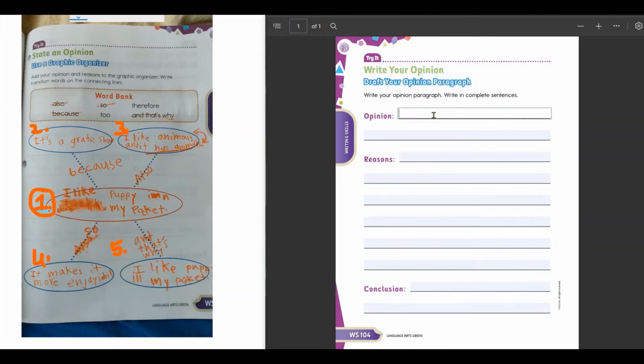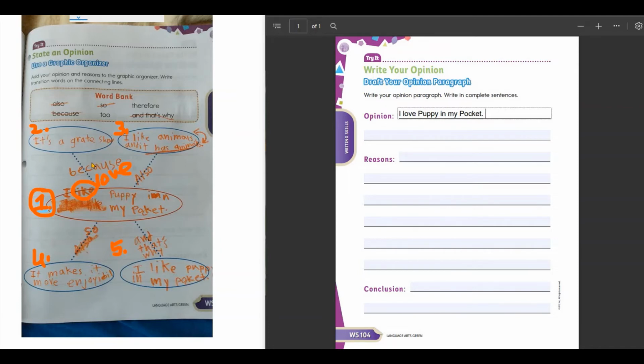Now, your opinion is, I like puppy in my pocket. That's what you wrote. But remember, we were going to replace like with a stronger word. What was the stronger word? It could be love or adore, okay? Or fond of. So I'm going to go with love. I love puppy in my pocket. That was your first sentence.